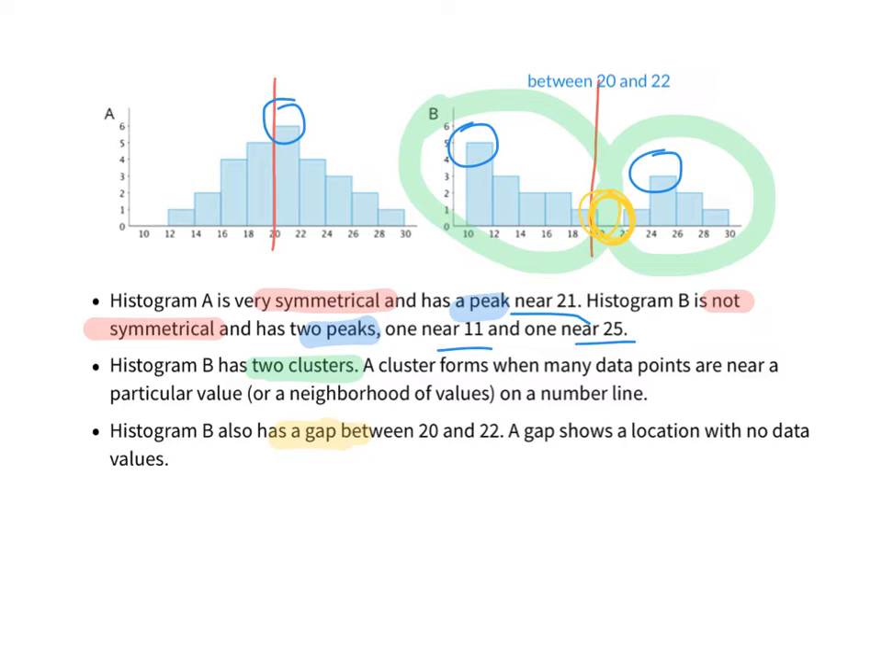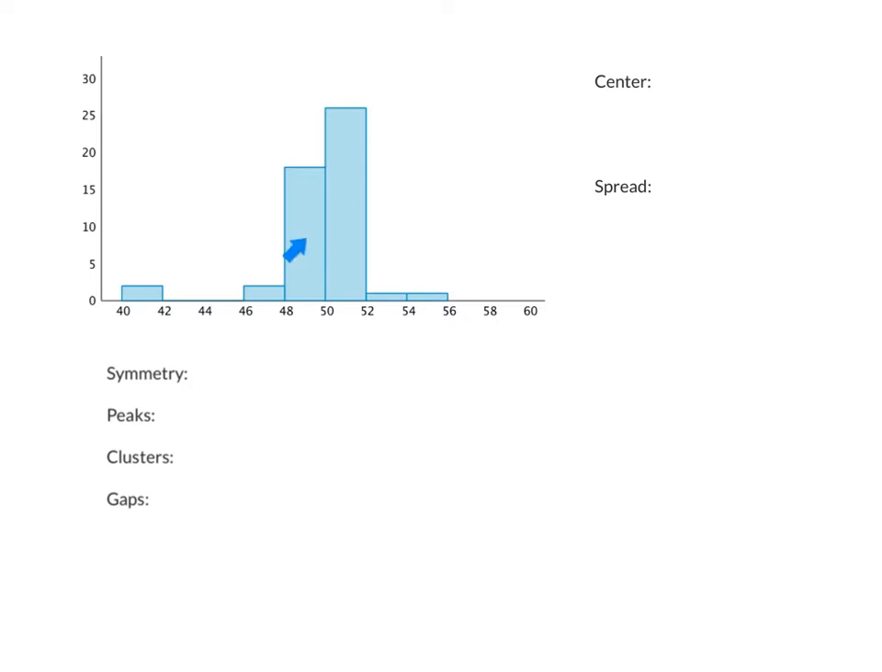Now, in addition to all of this, we can still keep on talking about center and spread. But today, I want you to think about symmetry, or being symmetrical or not symmetrical. Where are the peaks? Where are the clusters? Where are the gaps? So let's bring up a totally new histogram and write down information about it using this vocabulary. We have this histogram right here, and I want to talk about all the vocabulary we've used so far. What can we say about the center, the spread, the symmetry, the peaks, the clusters, and the gaps? That's a lot of things. Let's take it one by one.